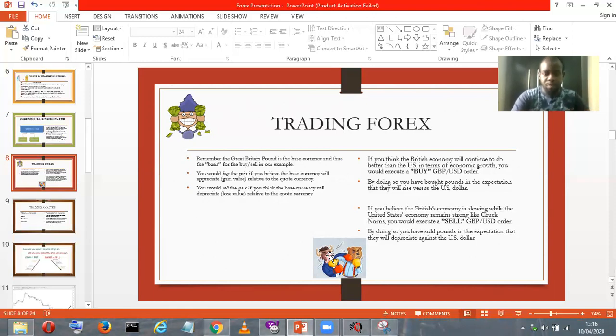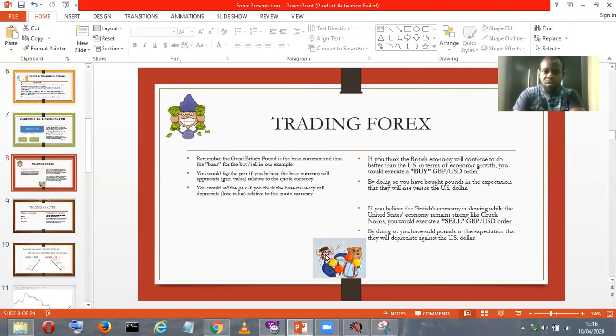It's that simple. So one term you will come across in the forex market is the bulls and the bears. You see this continuous struggle between the bull and the bear. I'll explain the bull and the bear, but the continuous struggle is what makes the market move.